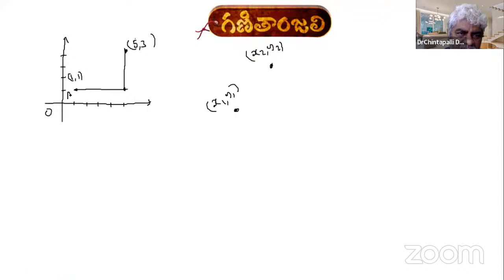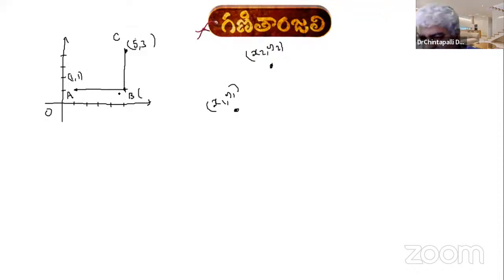It is A, it is B, it is C. Can you tell the coordinates of B? What are the coordinates of B? We wrote previously, normally it is 5, 1, right? Yeah. 5, 1.